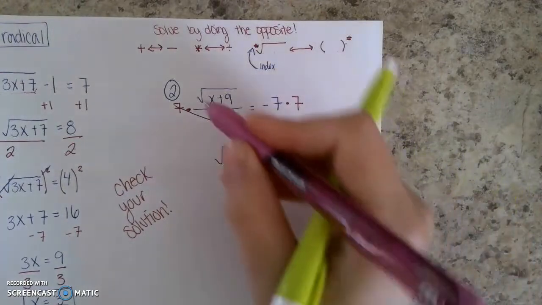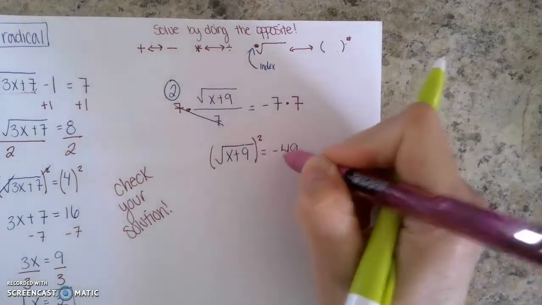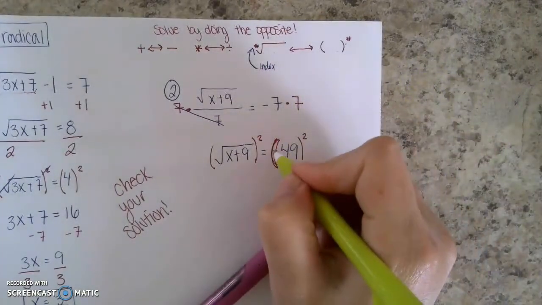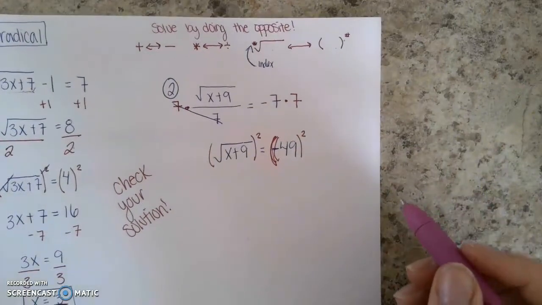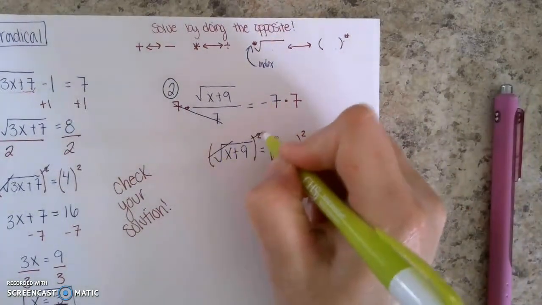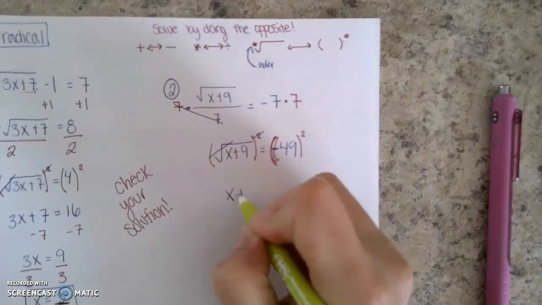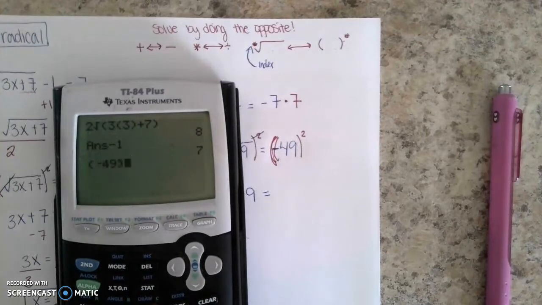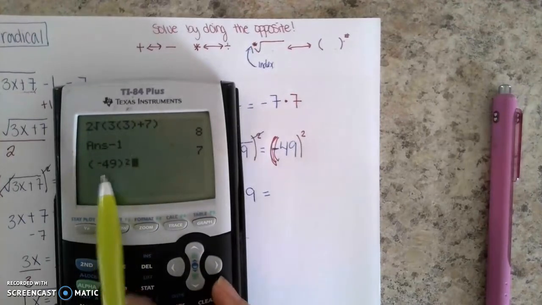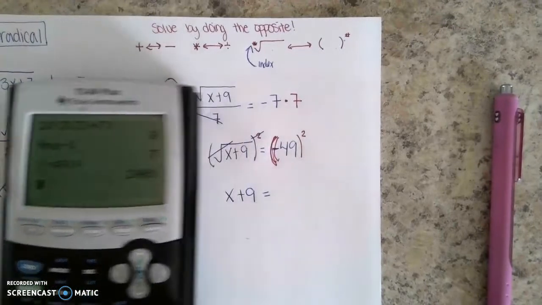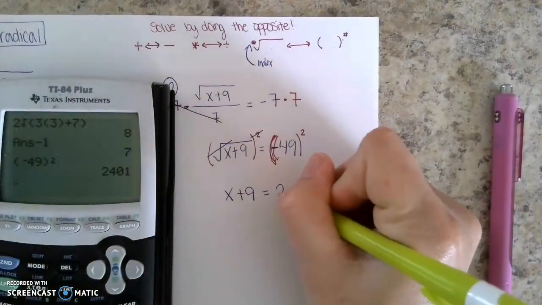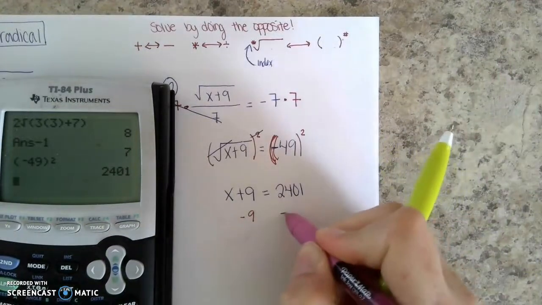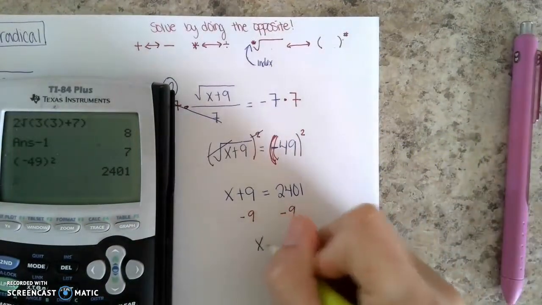Undo your radical by raising both sides to the index here. So I'm going to raise both sides. Careful, that negative is still in there. To the second power. So my radical and my squared cancel, and I'm left with x plus 9 equals, and then when I do negative 49 squared, see how I put my negative 49 in parentheses? Very important. I get 2,401. I'm going to subtract 9. And so I get x equals 2,392.